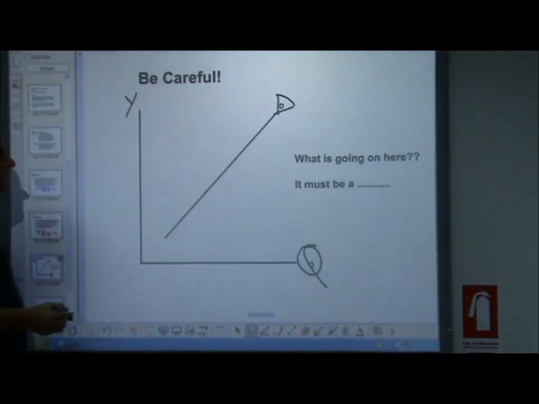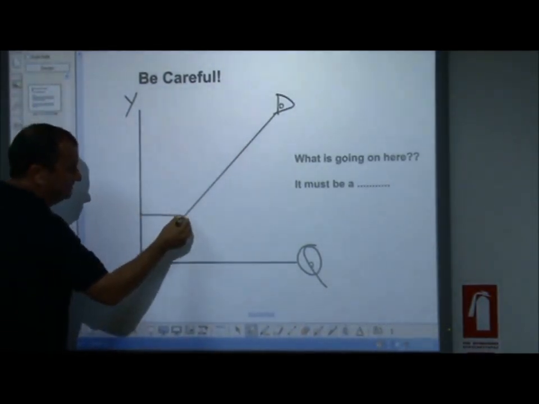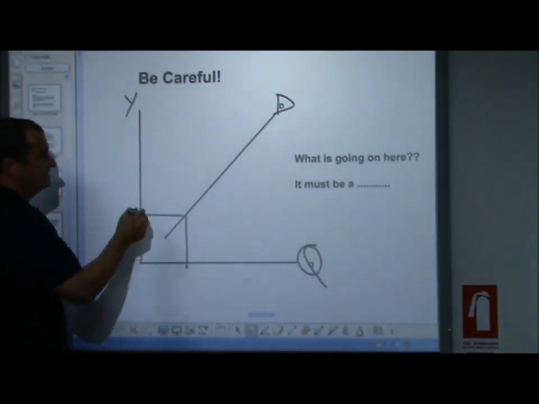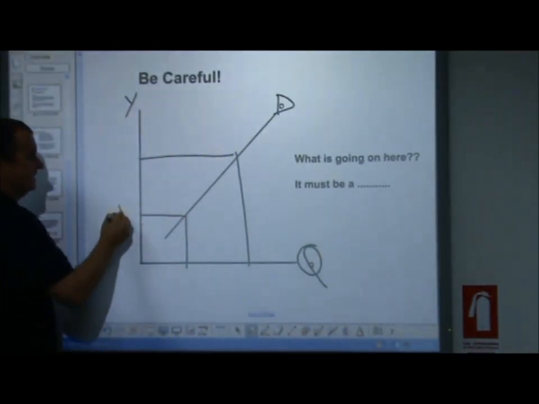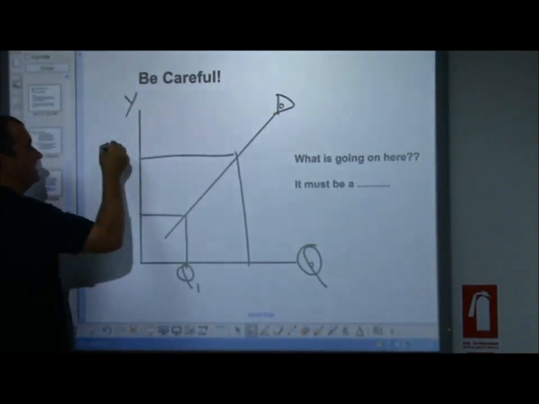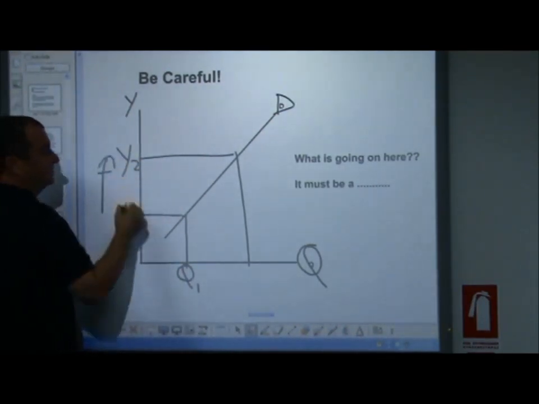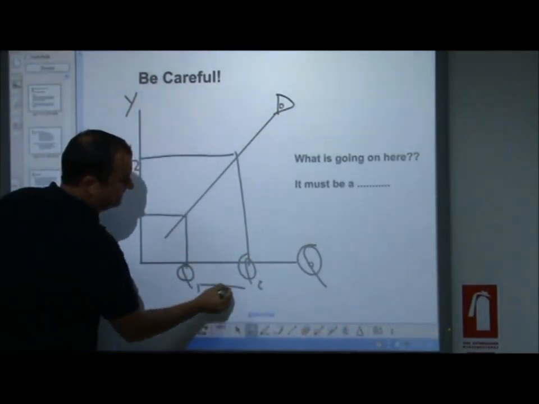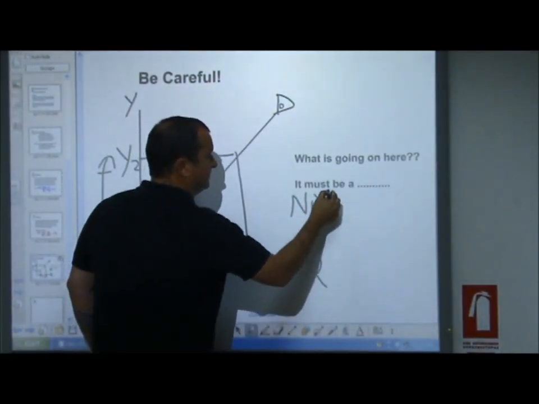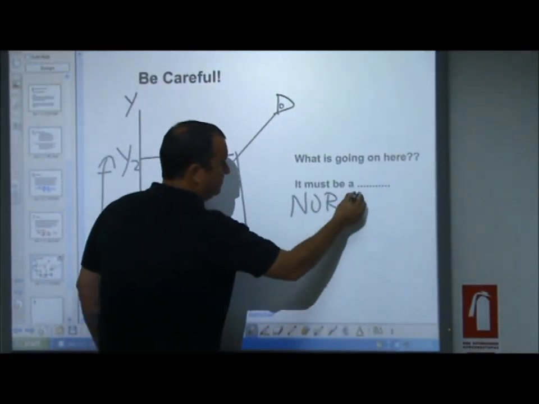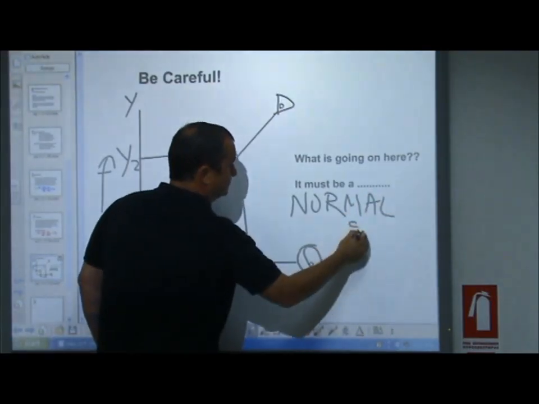What that is telling us is that when income is at some level, there is some level of demand, but when income is higher, there is more demand. That's income level 1, quantity 1, income level goes up, quantity goes up. It must be, of course, a normal good.